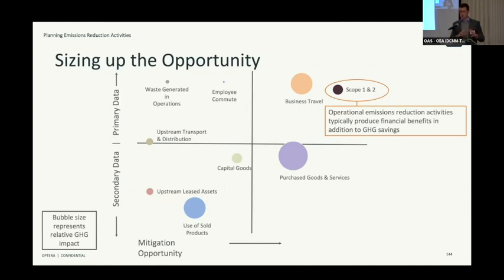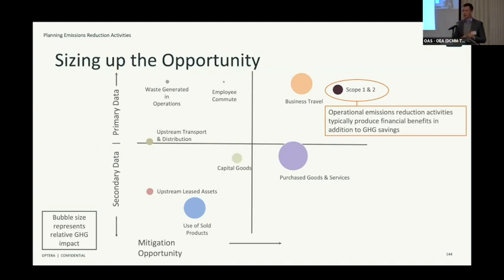We talked about scope 1, 2, and 3 earlier, and this brings that back together. You can see in the upper right, we've depicted our scope 1 and 2 emissions. The nice thing about scope 1 and 2 is that the mitigation opportunity, which is depicted on the horizontal axis there, oftentimes is highest in scope 1 and 2. We also have some of the highest quality primary data, coming from utility bills, meter reads, those kinds of things.